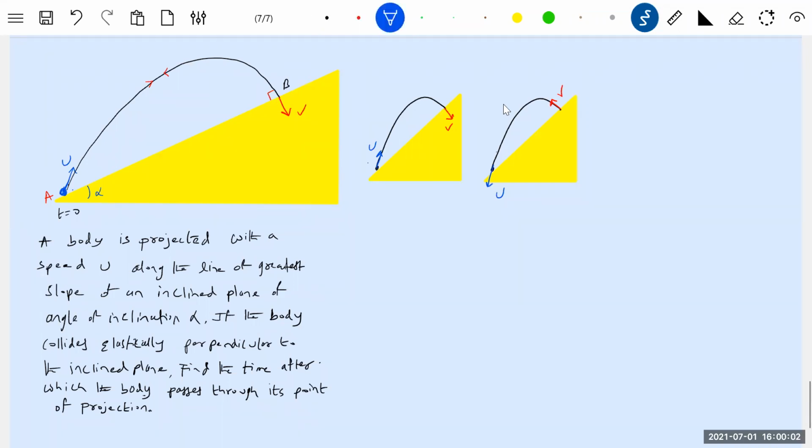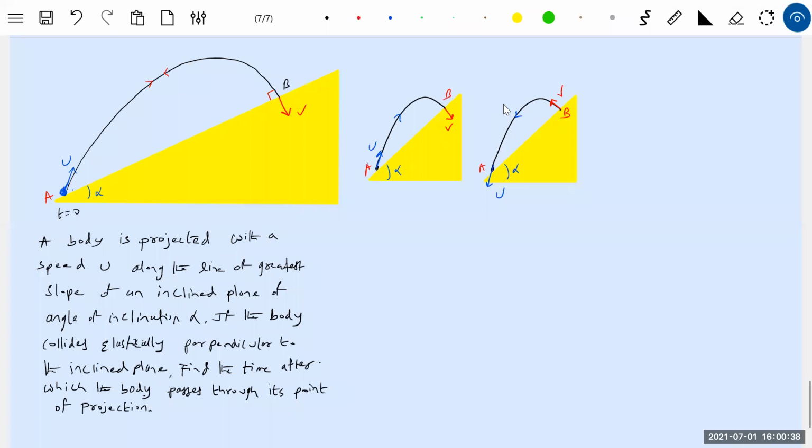At least please understand the diagram. It will strike back again. Our next question comes like this: this is A and this is B. Is TAB equal to TBA? What time does it take to move from A to B? Will it take the same time to move from B to A?